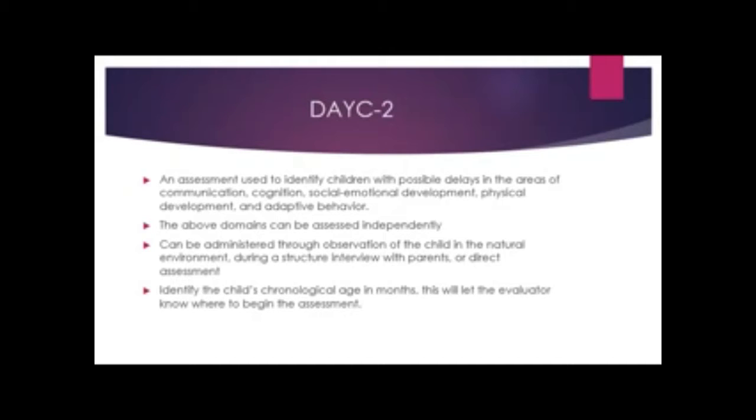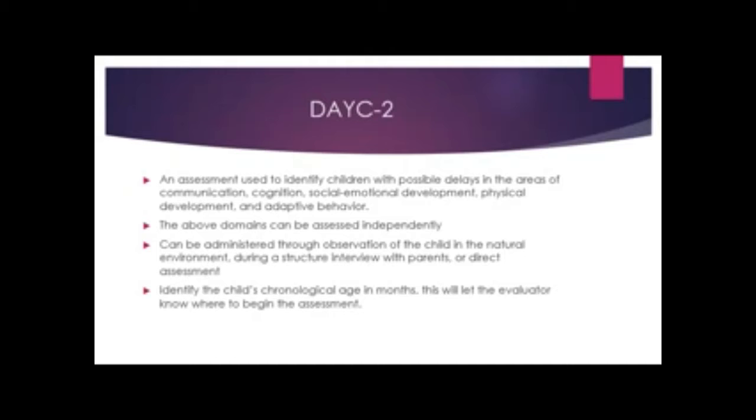So for the DAISY 2, you want to identify the child's chronological age, and this will let you know where to begin the assessment. There are questions, and they're all numbered in each area. For example, if your child is 50 months old, you would start at whatever number it tells you right there. So for 45 to 50 months, this is where you start. You go to that number, and for this one, you want to establish the basal and the ceiling.